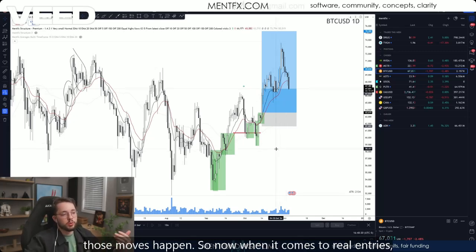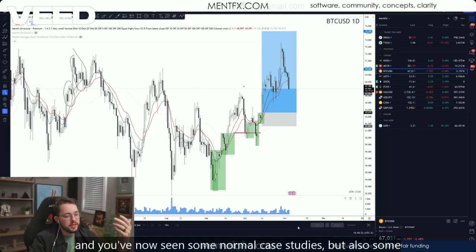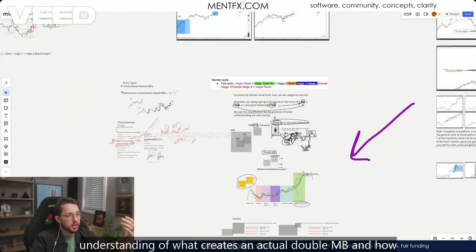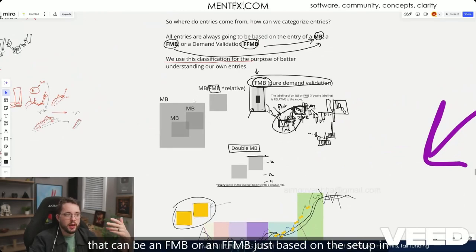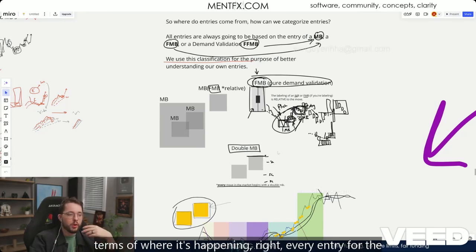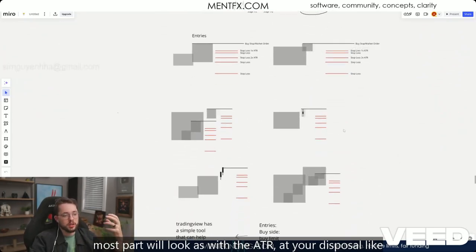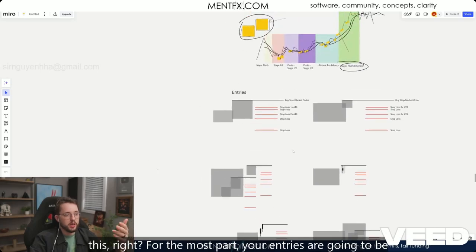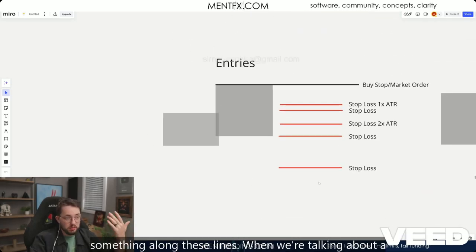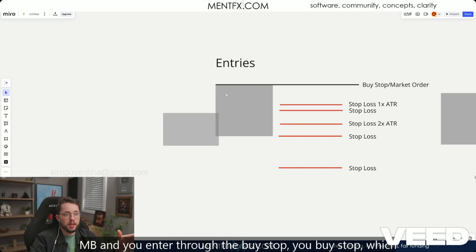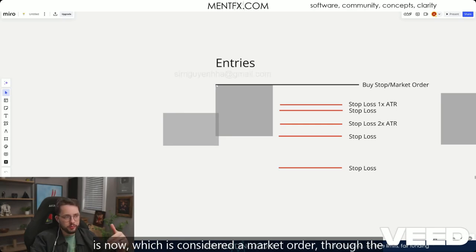So now, when it comes to real entries, and you've now seen some normal case studies, but also some examples of entries that you can take using the understanding of what creates an actual double MB and how that can be an FMB or an FFMB just based on the setup in terms of where it's happening, right? Every entry for the most part will look as with the ATR now at your disposal like this, right? For the most part, your entries are going to be something along these lines. When we're talking about a buying-based market, you have the formation of some kind of MB, and you enter through the buy stop. You buy stop, which is considered a market order, through the second MB.